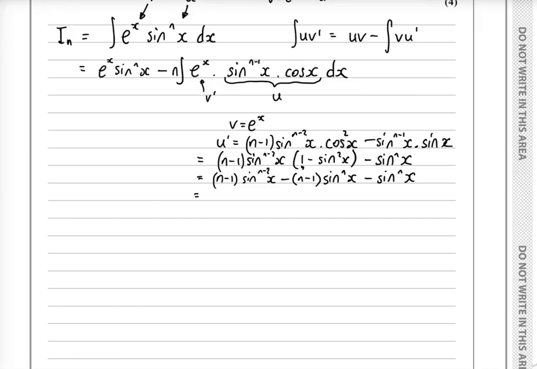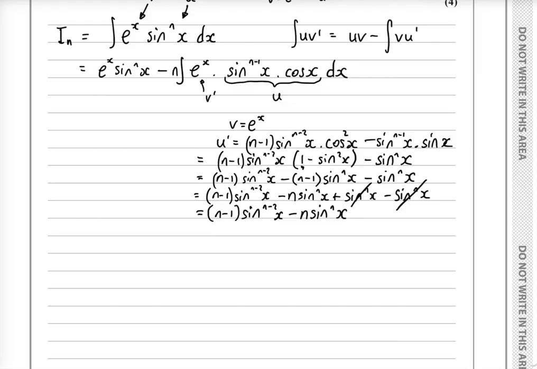Expand out one of those brackets. I'll leave this one for now, but this one I want minus n lots of sine to the nx plus sine to the nx minus sine to the nx. Excellent, that has cancelled down a little bit more. So we've got this expression and this one, which is great because both of those are very similar to what we started with, and we might be able to replace those with In and In minus 2.